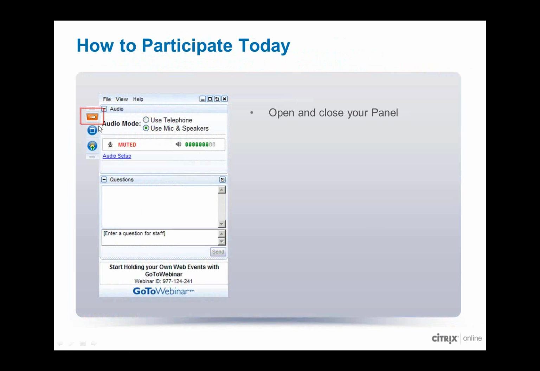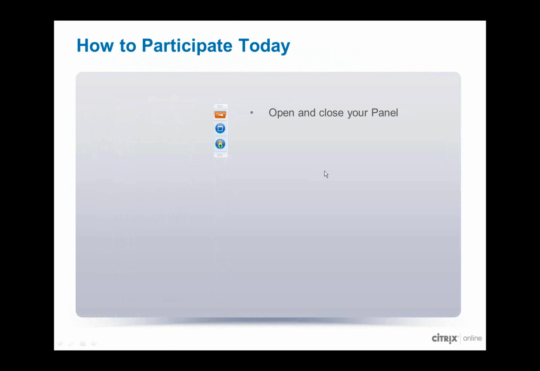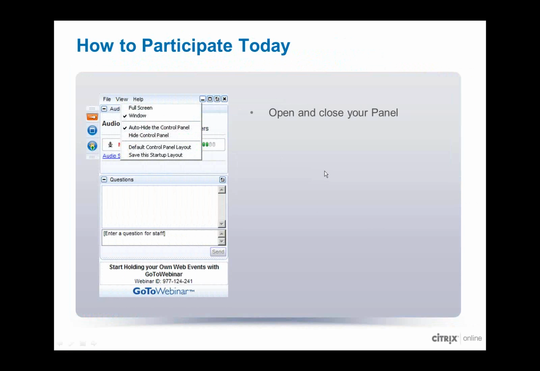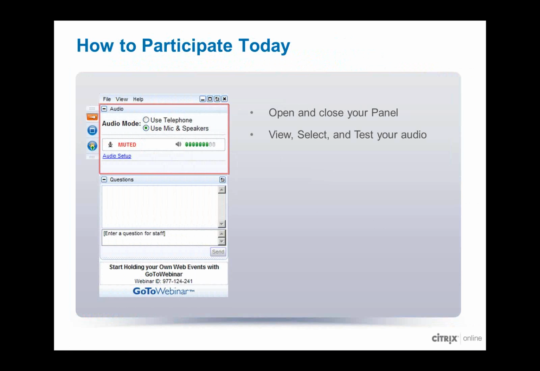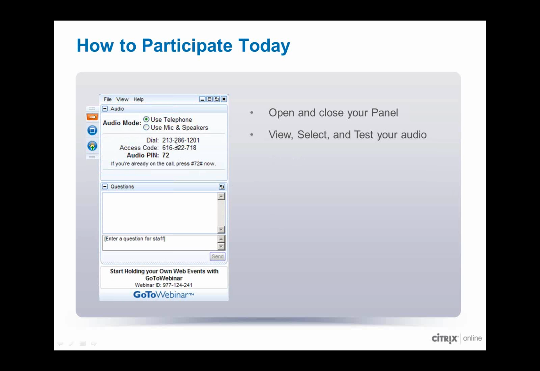The orange arrow will open and close your panel, so you can click on that to close it or to reopen it. Under View, you can control if it's full screen, window, etc. This is where you can look and test your audio. Most of you are probably using mic and speakers to attend, but you can also call in using a telephone. If you click Use Telephone, it gives you a phone number, an access code, and an audio pin.